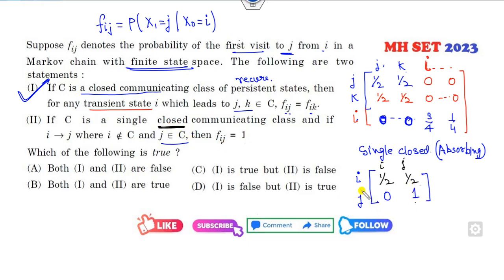Then Fij, half, is it a 1? No. So that option is cancelled out. So that means only 1 is my correct option. 1 is true, B is false is the correct answer of this problem. So that's a very, very simple approach I have given.